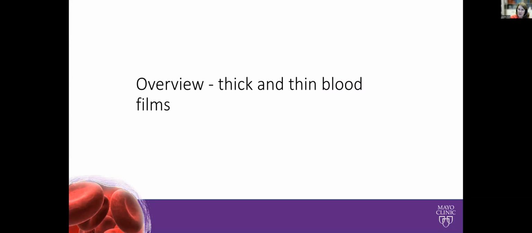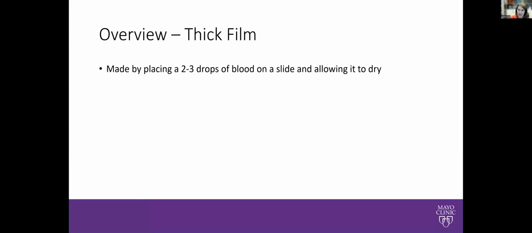So let's talk a bit about our thick and thin film, since these are our gold standard tests. We'll start with the thick film, the most sensitive film because it's thick. It has the thickest layer of blood. It's made by placing 2 to 3 drops of blood on a slide and then letting it thoroughly dry. You do not fix it in methanol.